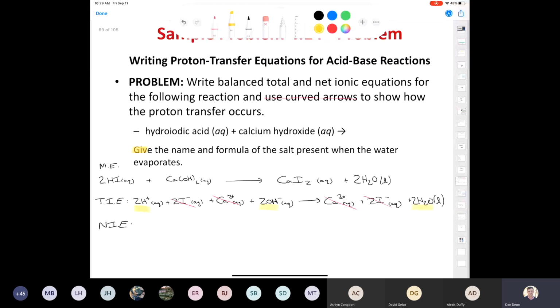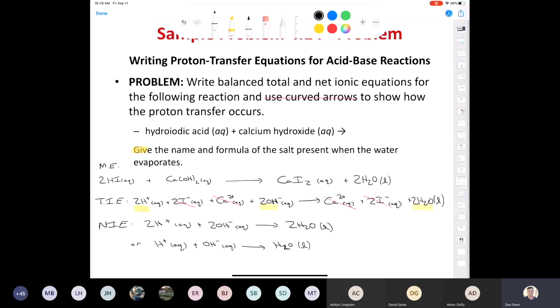We can simplify that if we divide everything by 2. First, I'll write it out. 2H plus aqueous plus 2OH minus aqueous gives us 2H2O liquid, right? We could divide all that and put H plus, OH minus gives us what? Water. Look at that. For the 3rd time, we get the same net ionic equation from the combination of an acid and a base. All right, so neutralization reactions, acid, base. There we go. And there's the solution.